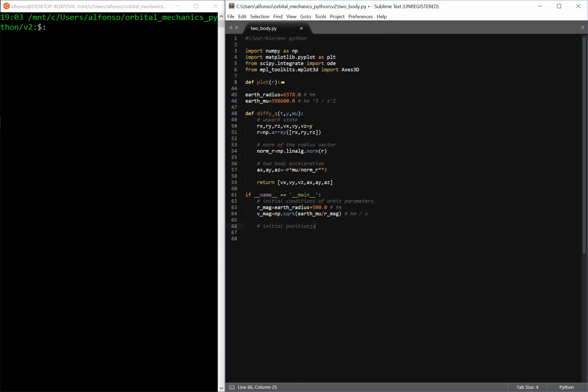Position and velocity vectors. Because those are just the magnitudes, and we need vectors. So r0 equals an array. I'll explain this real quick.